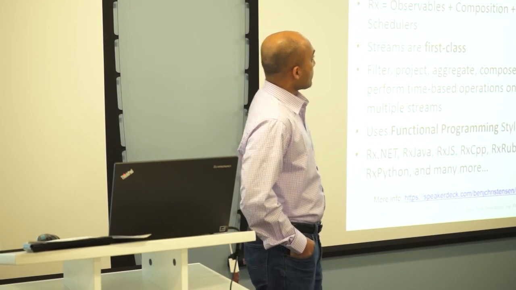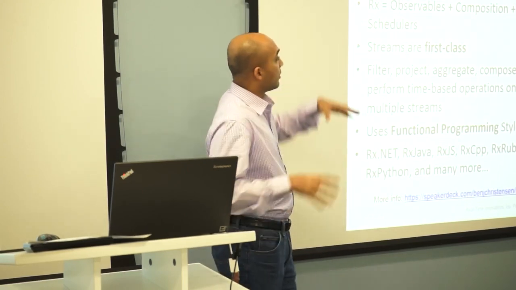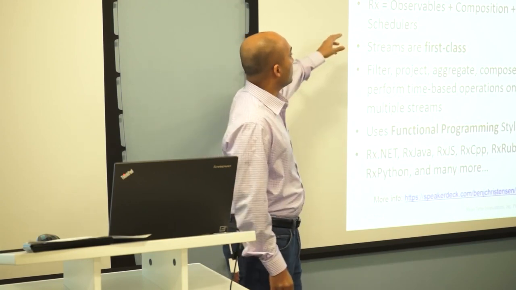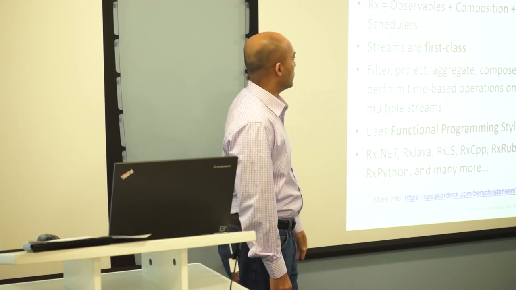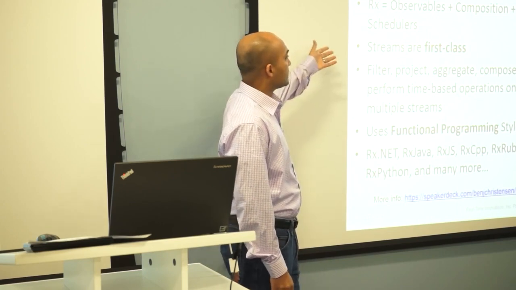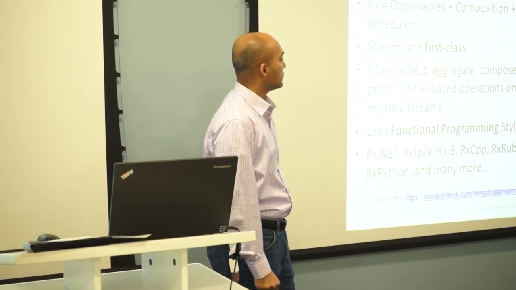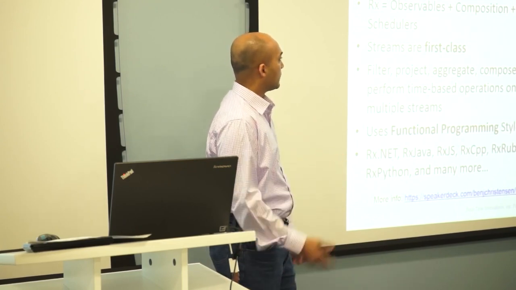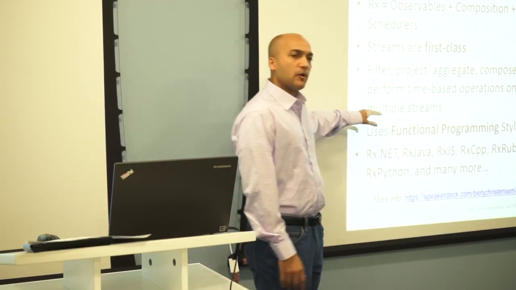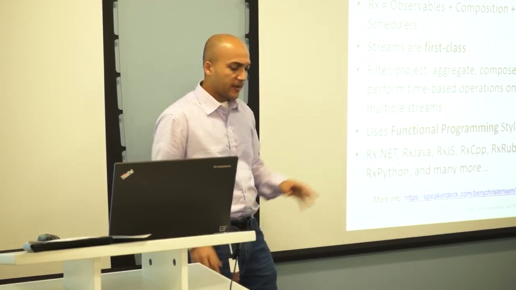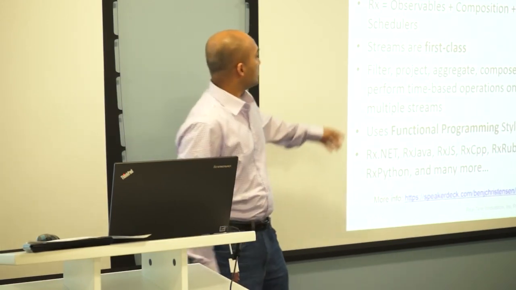So Rx lets you use observables. You can compose them together. We'll see that in code, and also some concurrency control over it using schedulers. The streams are first class because you get a whole bunch of IObservable objects. That's how we produce them, and you can use them. You can use lots of operators, just like we saw in the earlier example, where filtering using grep. So that's filter.